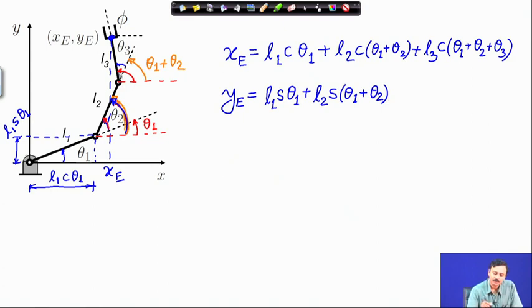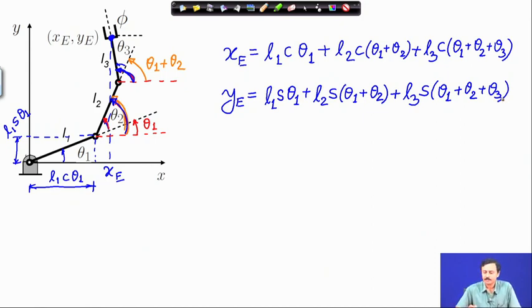Similarly, the projection of L3 on the y axis is L3 sine of this whole angle. Now, that whole angle is theta 1 plus theta 2 plus theta 3, as we have noted. So, this becomes L3 sine of theta 1 plus theta 2 plus theta 3. So, that completes the y locational coordinate of the end effector.